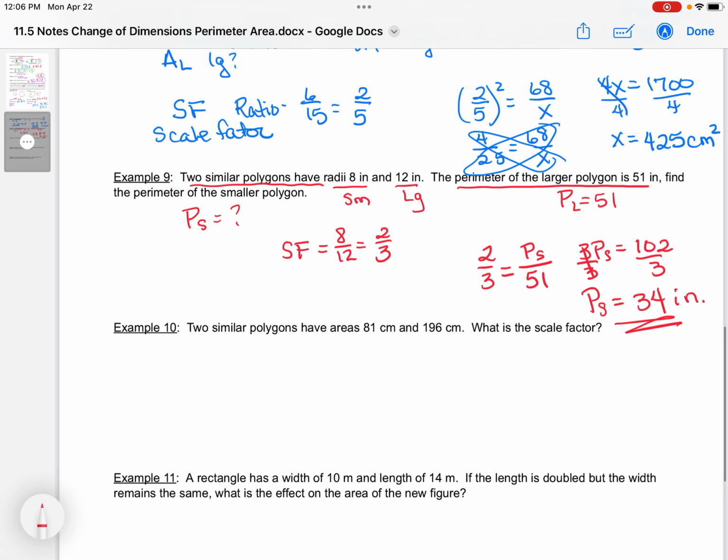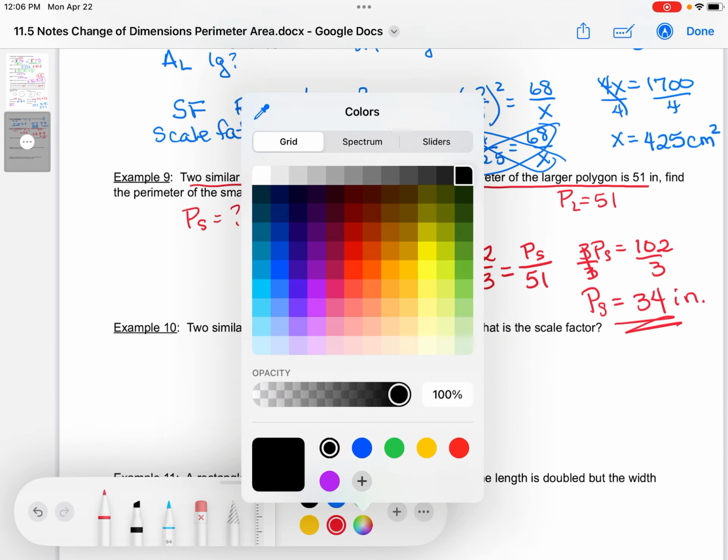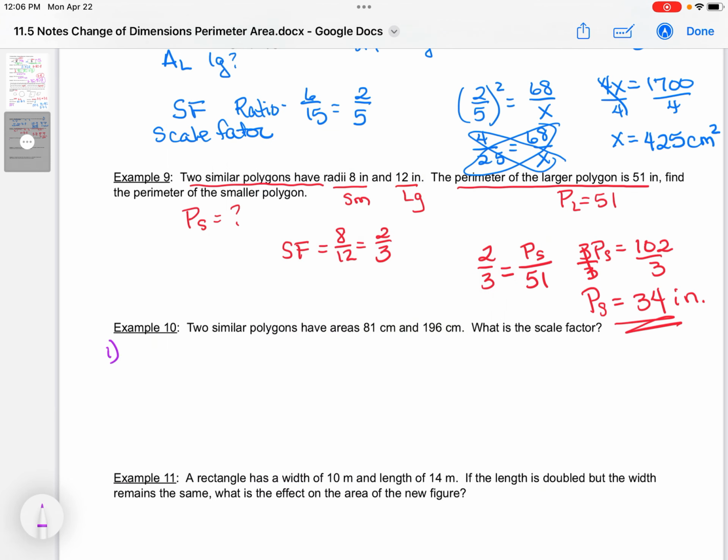Okay, so it's really just figuring out scale factor, perimeter or area, which one are you looking for, then proportion, and then solve. Okay, so let's follow those steps and see how it works.